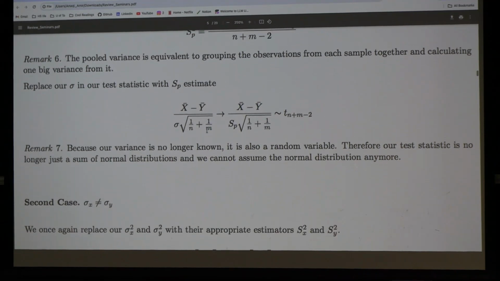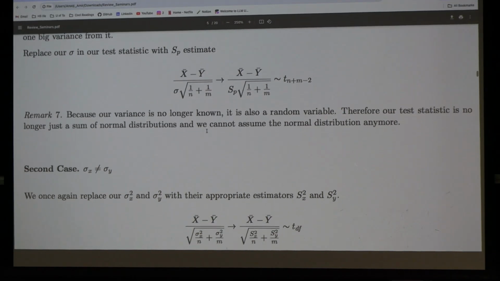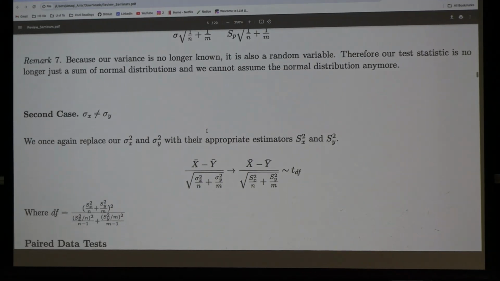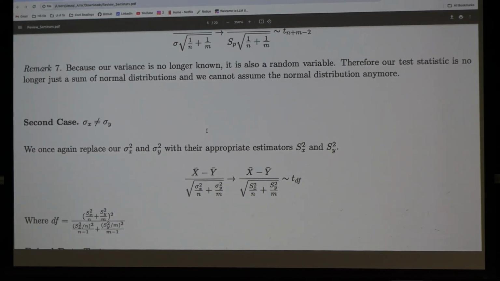Now then, case 2, for where they are not equal. If they're not equal, we can no longer use pooled variance, unfortunately. So we just take the simplest route. We replace our true parameters with their best estimates. Again, we're introducing new things to be calculated, so we no longer have our normal distribution. We now have a t-distribution, and the degrees of freedom is very obnoxious. It is that horrible number.